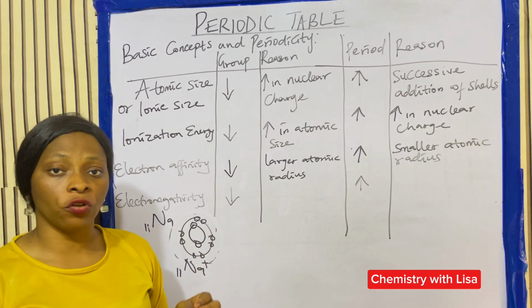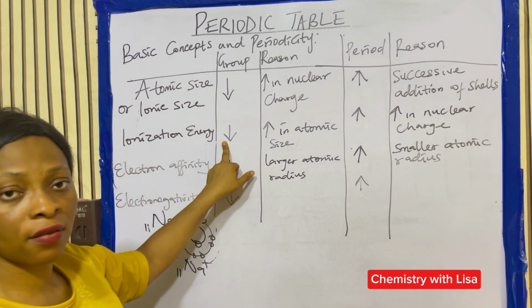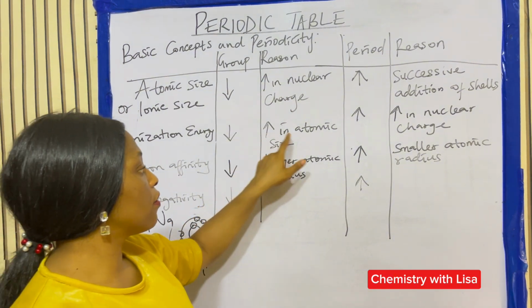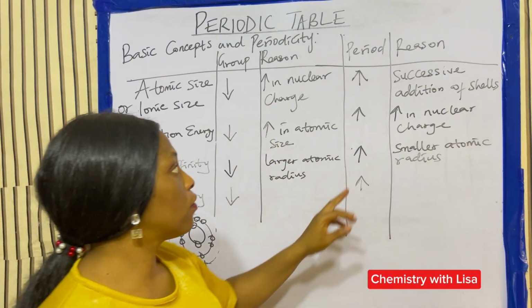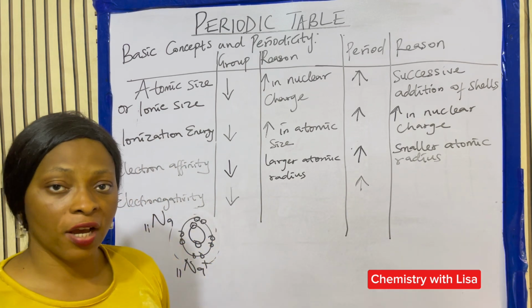as ionization energy. Now, down the group, ionization energy decreases. Why? Due to increase in atomic size, but across the period, it increases due to increase in the nuclear charge.